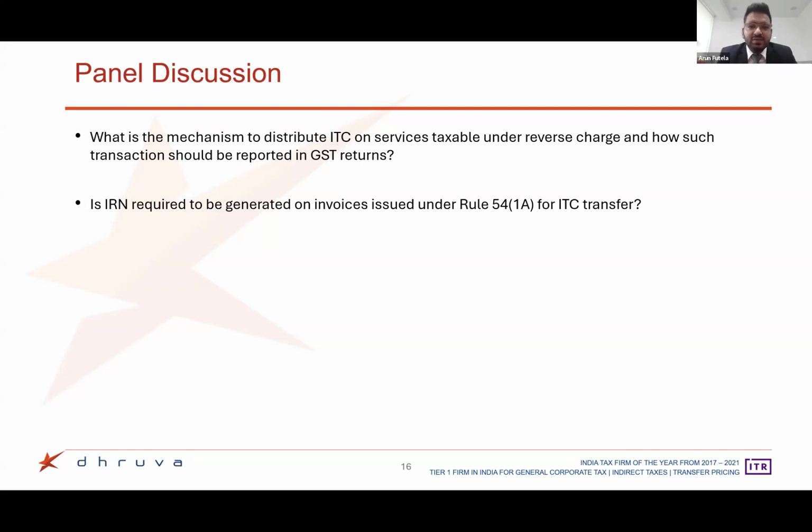And coming to IRN provisions, IRN is only required for an invoice which is issued for supply of goods and services. So since this document is not for supply, there will not be any IRN legally on this. There is no requirement for this. Okay. So no clear, no black and white answer really on this. It will depend on how conservative one wants to be.